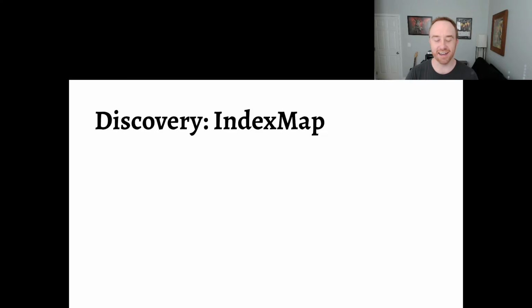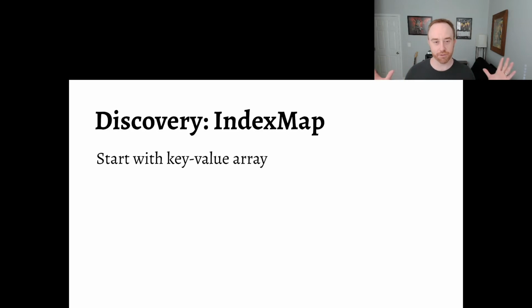Well, fortunately, around this time, in the course of doing this design process, I ended up discovering this data structure called index map. Without going into too much detail, here's a brief primer on how it works. Basically, you start with a key value array. So that data structure we've been talking about earlier was just a plain old array of keys and values, and you can just index into them.